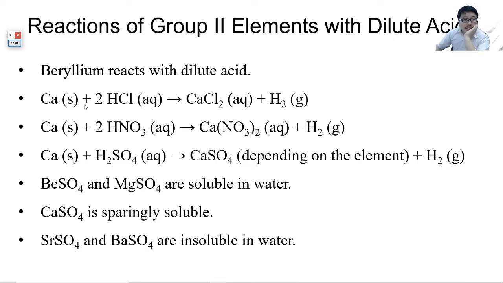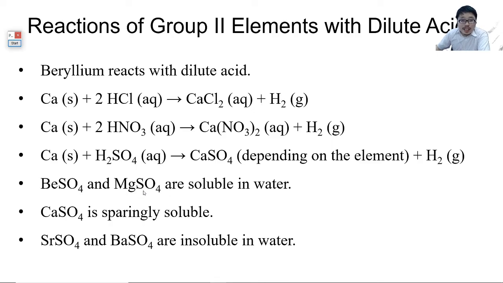Now, calcium, so you can replace the calcium with either magnesium, strontium or barium, but the end result is the same. Metals react with the acid to give you the salt and hydrogen gas. So the anion will be from whatever type of acid that you are using. Okay. Now, just to clarify, later we'll come back to this.